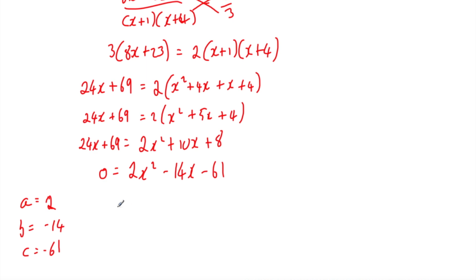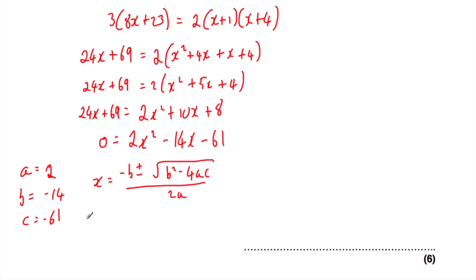Let's write down the quadratic formula, which is x equals minus b plus or minus the square root of b squared minus 4ac, all divided by 2a. Okay, so that's the quadratic formula. Now let's substitute our values and work it out. So if we substitute our values, let's see what we get.